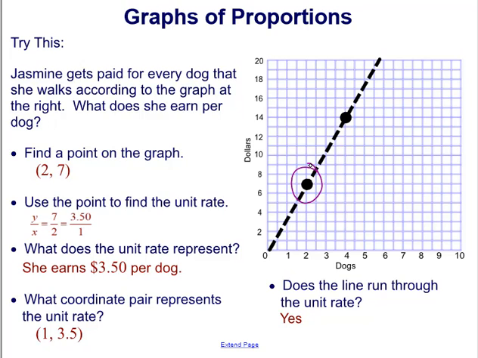So what is that representing? Think about what the x and the y variables represent, and you'll see that she then earns $3.50 per one dog, or for walking that one dog. The coordinate pair is then (1, 3.5), which, yes, the line does run through that unit rate. It's approximately here on the line, on the graph.